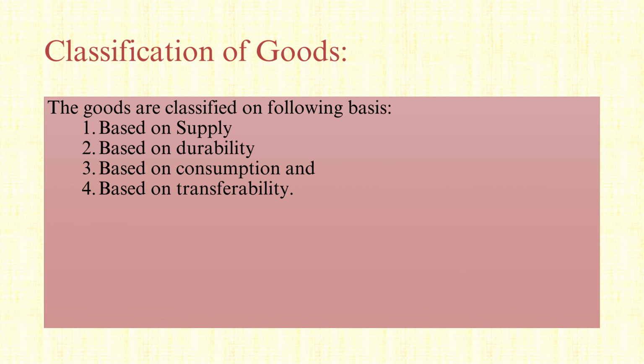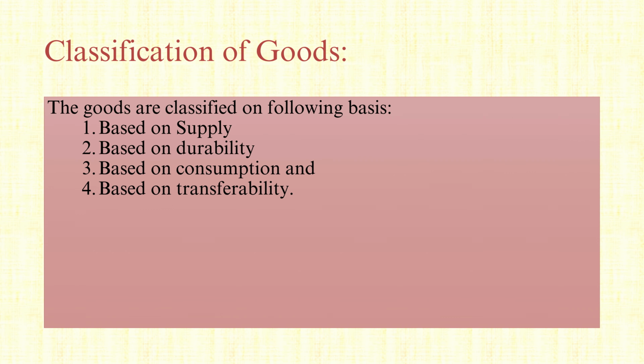Okay, so now that we know what goods are, let's talk about how we can classify them. There are different ways to categorize goods, and this helps us understand their role in the economy better. First, we can classify goods based on supply. There are free goods and economic goods. Free goods are those that are abundant in nature and don't require payment. Think about air, sunlight, or rainwater. These are gifts from nature that we can use without paying.